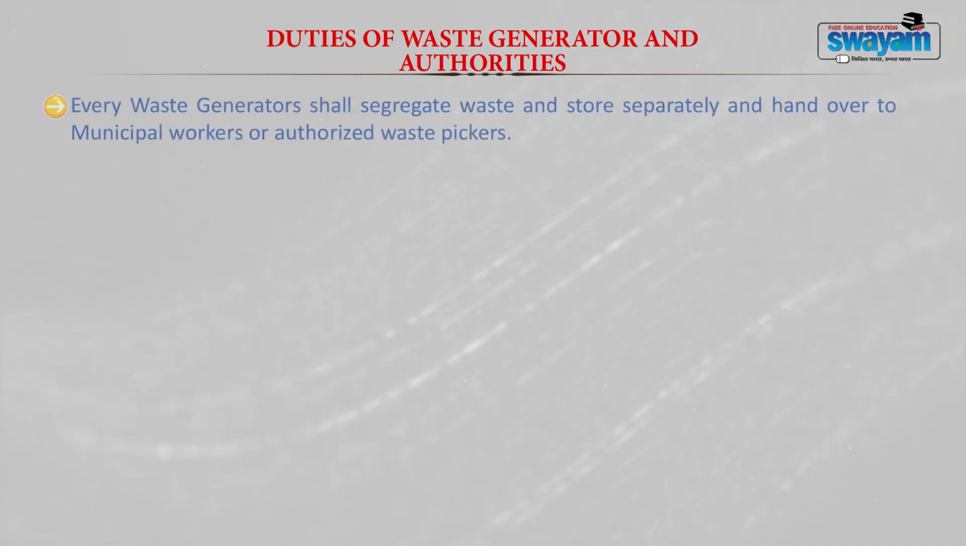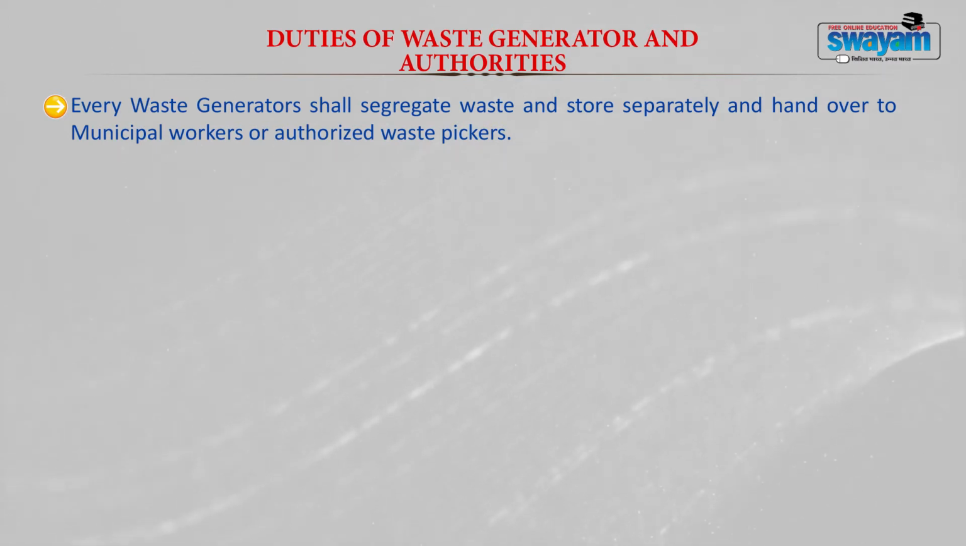Now, let us discuss in detail the duties of a waste generator and the different governing authorities. The duties of a waste generator include that every waste generator should segregate the waste and store it in a separate bin.